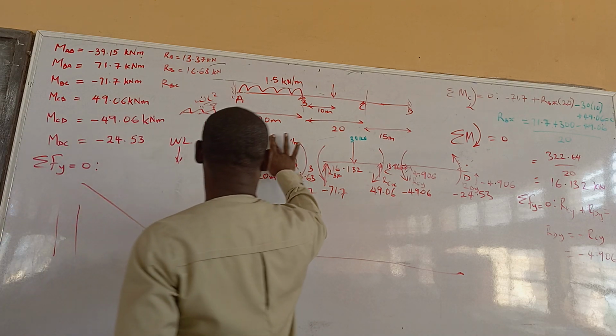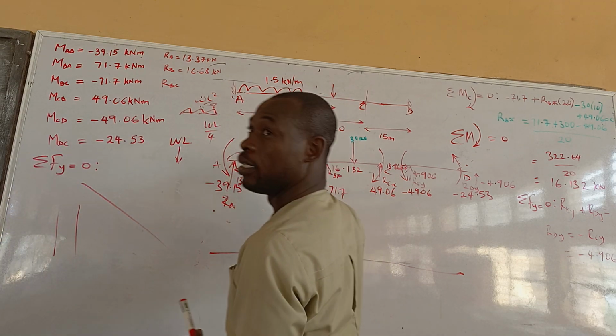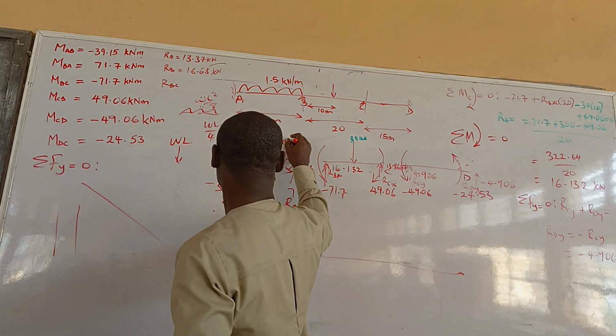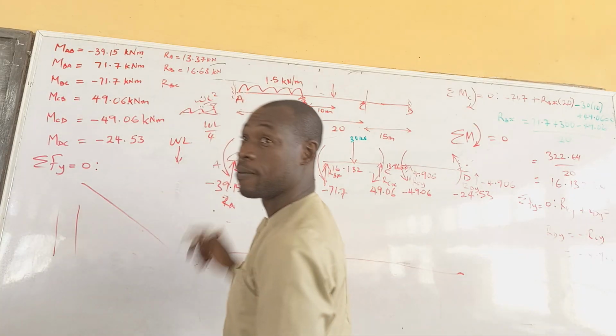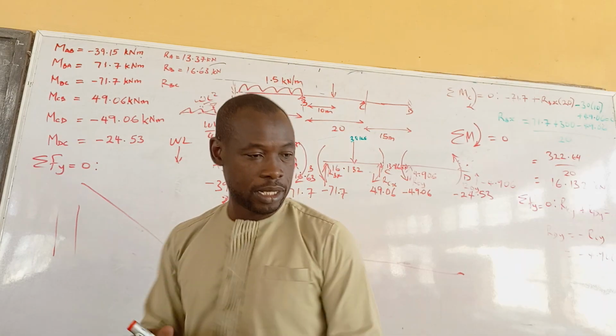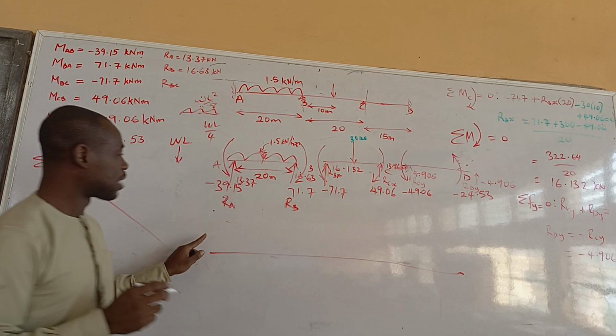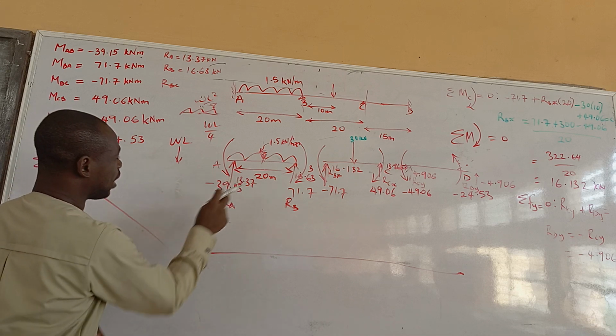Now, for this particular case, we have 1.5 kilonewton per meter here. So this is a UDL, right? Let me use our new marker. Now, starting from here, what's the reaction at K?